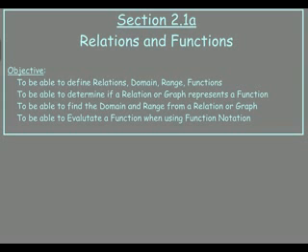So we've looked at section 2.1, relations and functions. Hopefully you have a better idea of how to define relations, domain, function, and range. You're able to determine if a relation or graph represents a function, to find the domain and range from a relation or graph, and to be able to evaluate a function when using function notation.